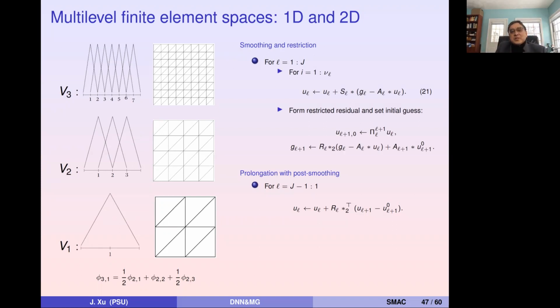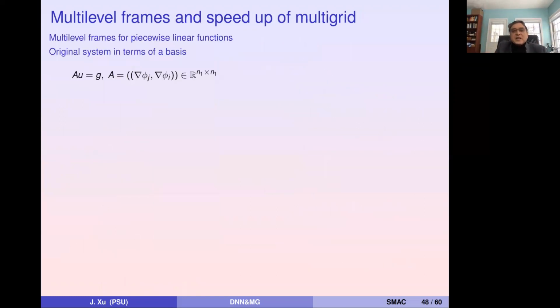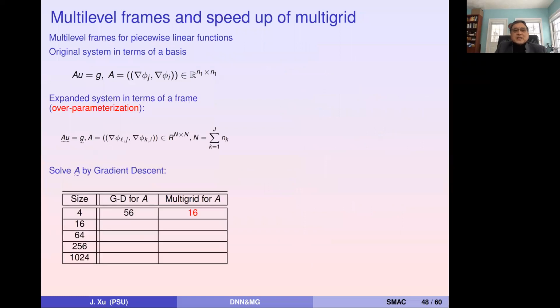This is how the multi-grid works. But mathematically, you can think about doing the linear expansion of these 11 functions instead of 7 functions. This is in comparison to 3 bases in terms of 4 vectors. If you do that, you solve this problem. There's a day and night difference. If you do the gradient descent for the original basis function, when you increase the size, the number of iterations of GD increases. But if you do this expanded system, if you over-parameterize it, the multi-grid convergence is uniform.